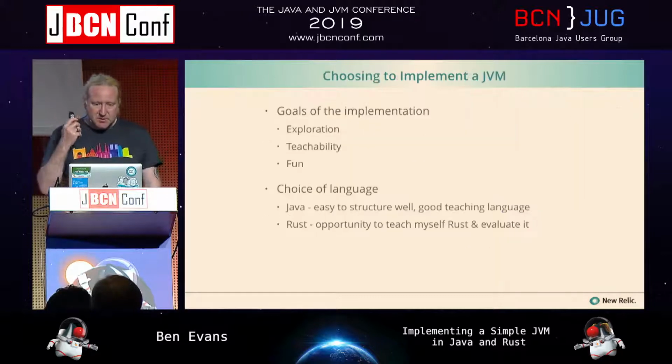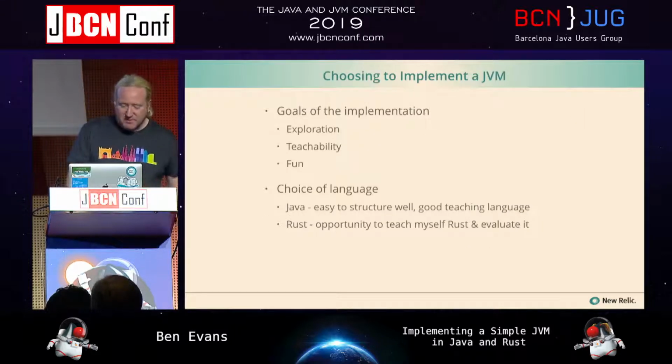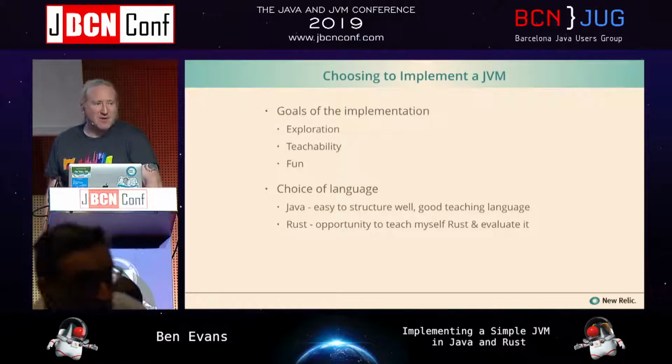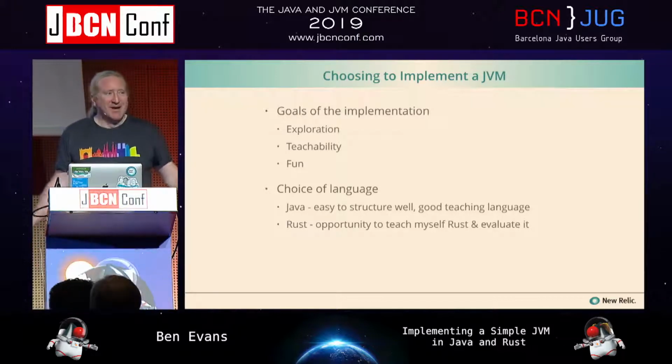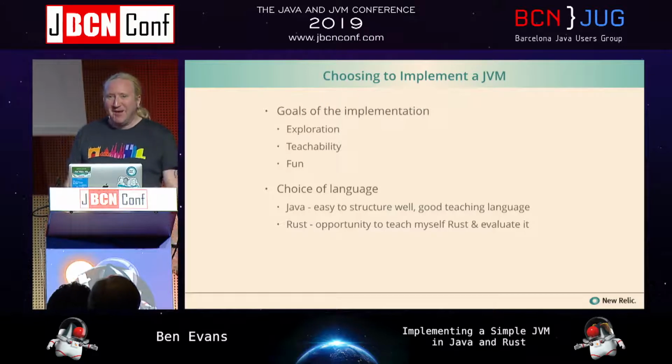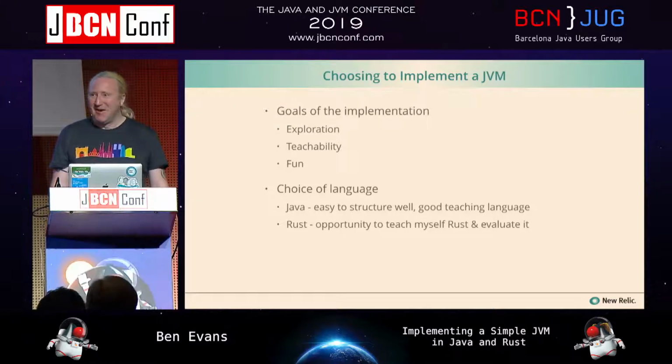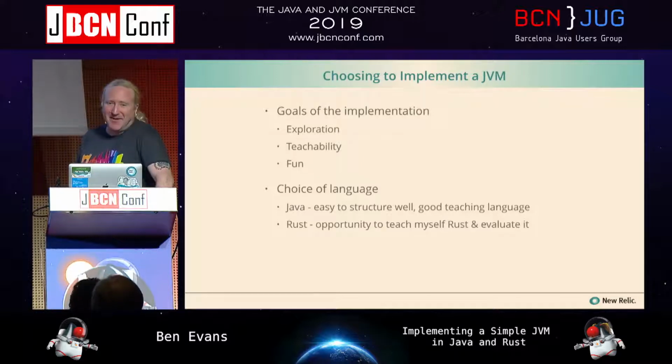Right, so let's turn to our goals for the talk today. The goals of the implementation are really about exploration and teachability and fun. I am not setting out to replace Hotspot here in any way. Hell, I'm not even setting out to replace Avian. Hands up if you know what Avian is. Nobody. Okay, wow. So Avian is another open source implementation of the JVM.